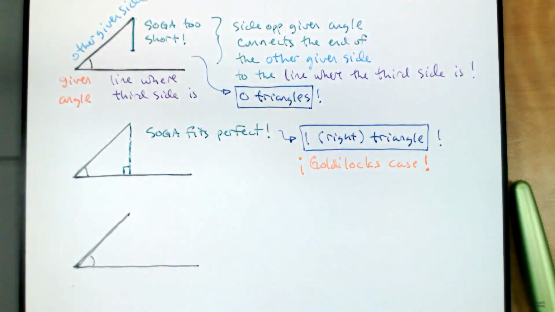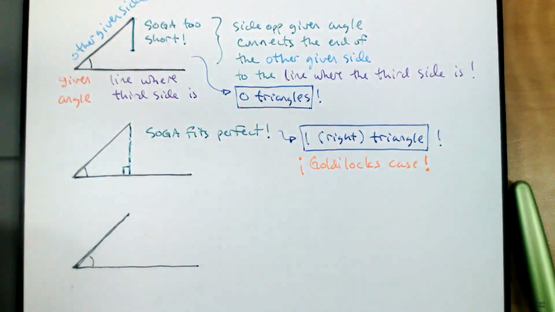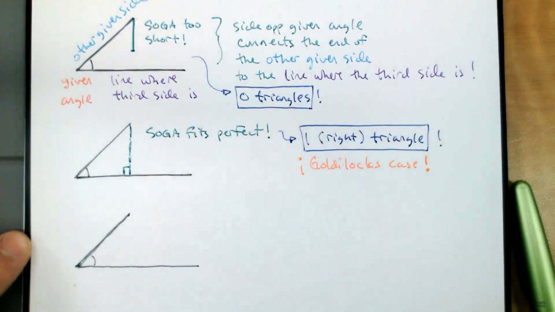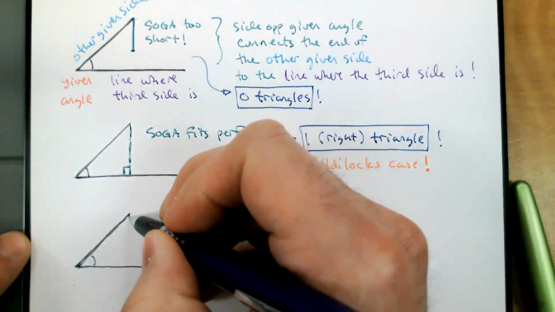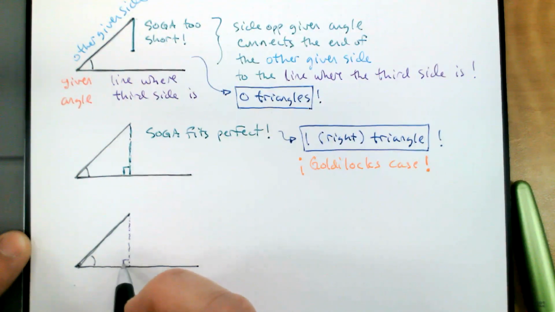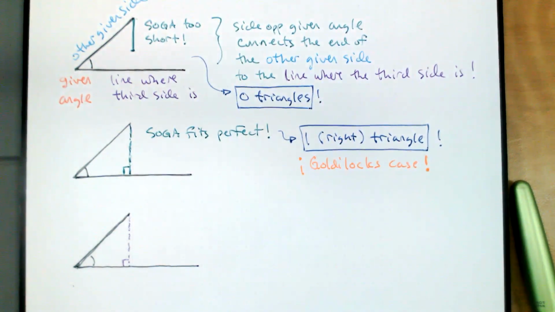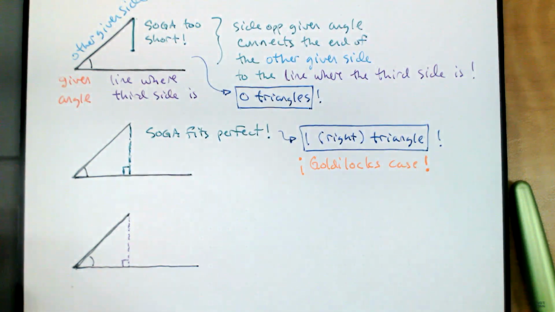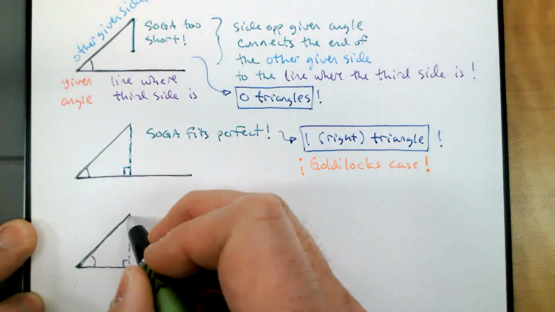Another thing that can happen is that the side opposite the given angle is a little bit more than that distance, but not too much. Here, if this is the shortest distance from the end of the other given side to the line where the third side is, and I make the side opposite the given angle a little bit more than that, then I can make it go to the left and to the right and build two triangles. I can have the side opposite the given angle go this way.